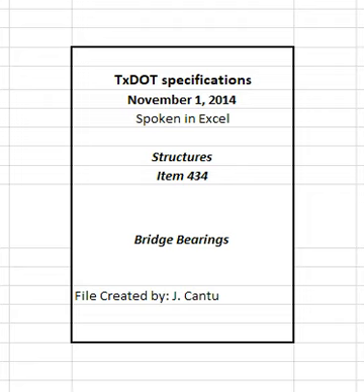Item 434. Bridge bearings. 1. Description. Furnish and install bearings for the support of bridge superstructure and substructure members. Bridge bearings under this specification consist of the two following categories and subcategories.